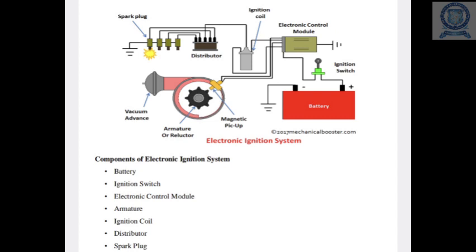Now we can see the components of the electronic ignition system. Number one, battery, ignition switch, electronic control module, armature, ignition coil, distributor, and spark plug. The remaining things we can see in the next video.